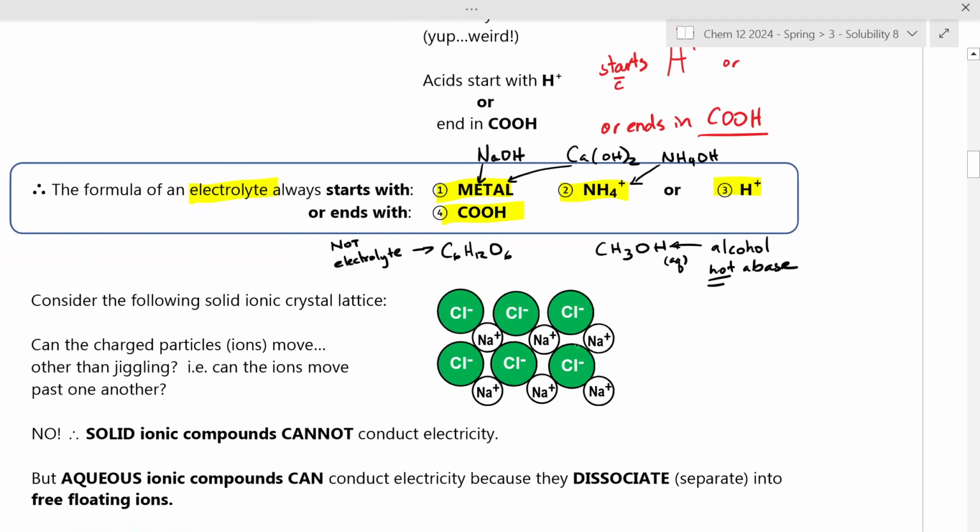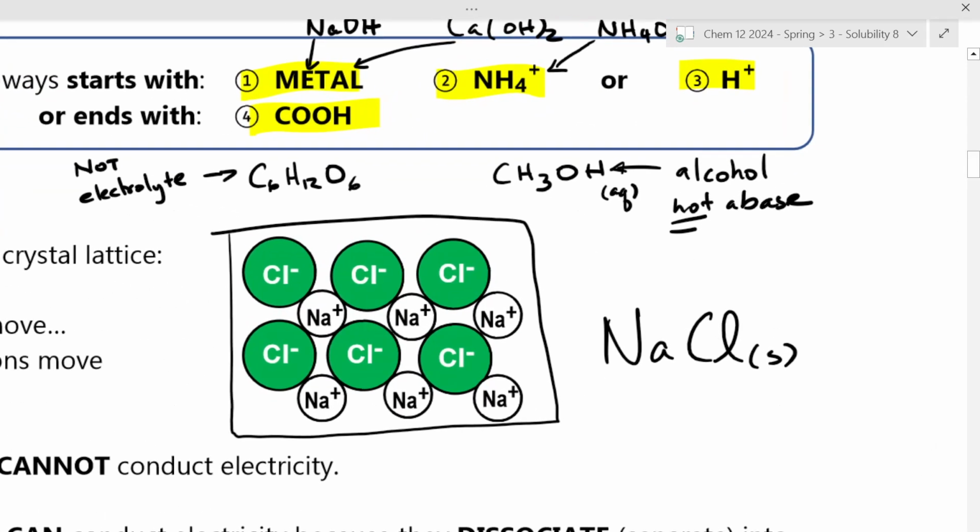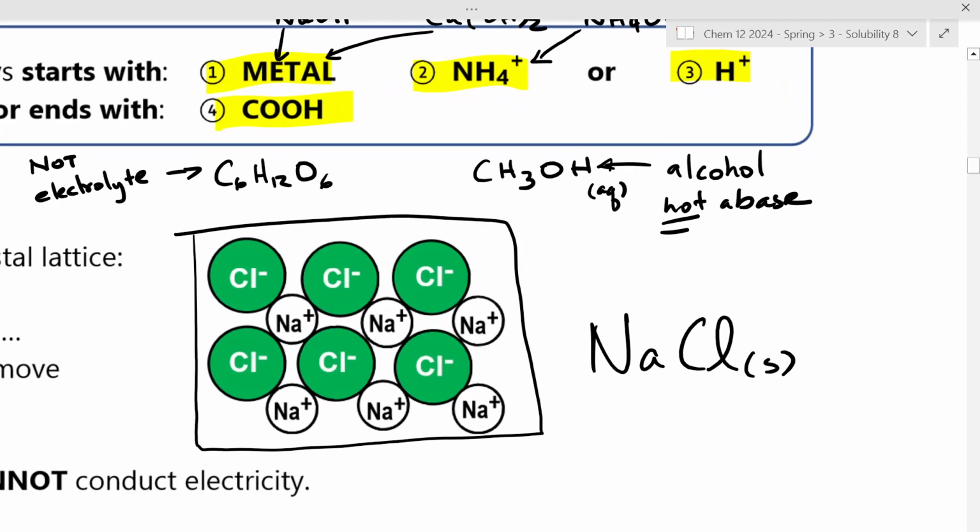Okay, so can a solid salt, NaCl solid, conduct electricity? No. Why not? What's not moving? The ions. The ions can't move. They're stuck in place.